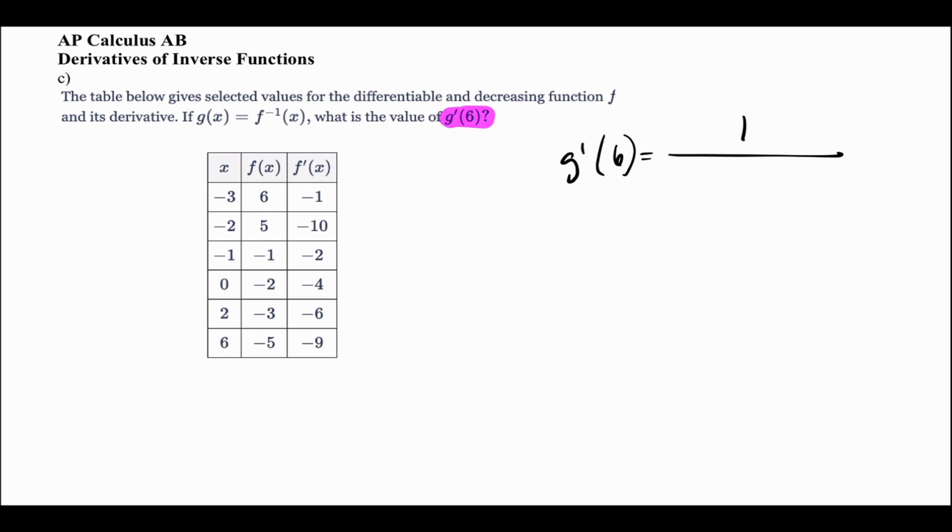1 over f prime of g of 6. Okay. Start with the inside. Well, I'm going to rewrite the table.